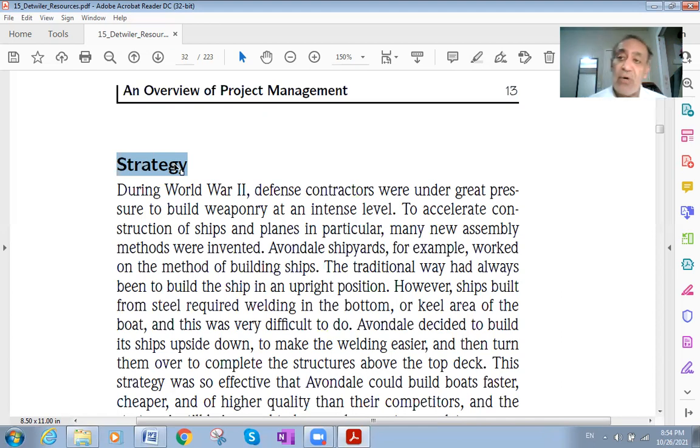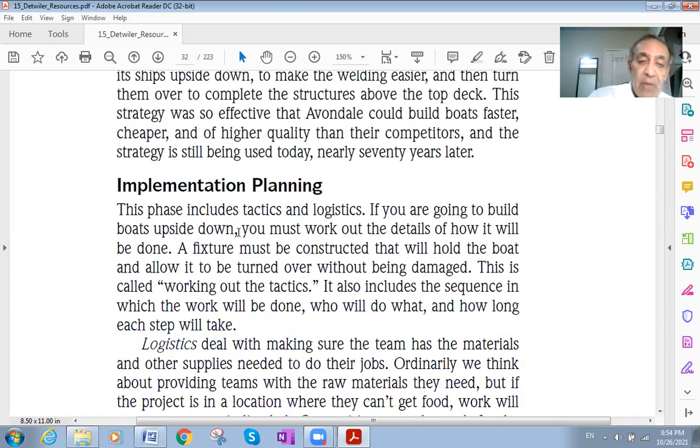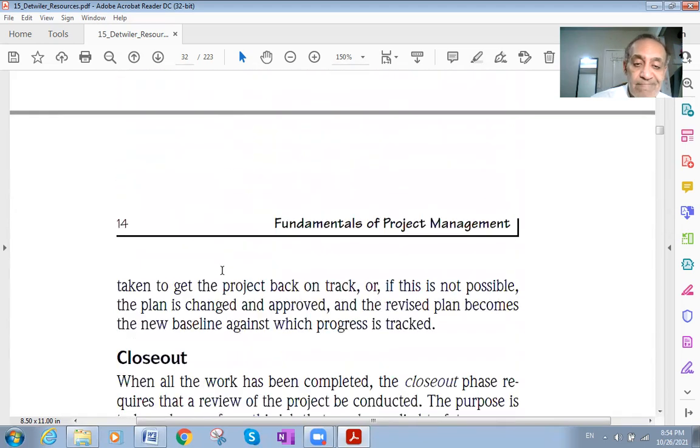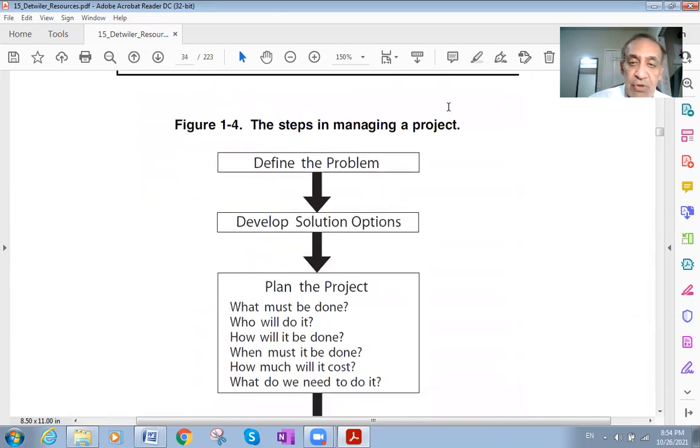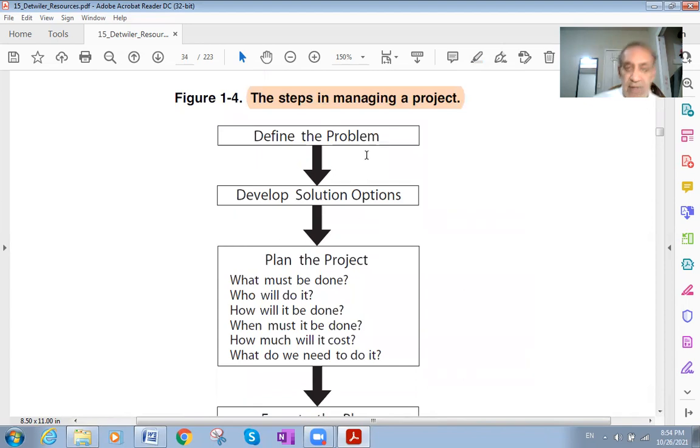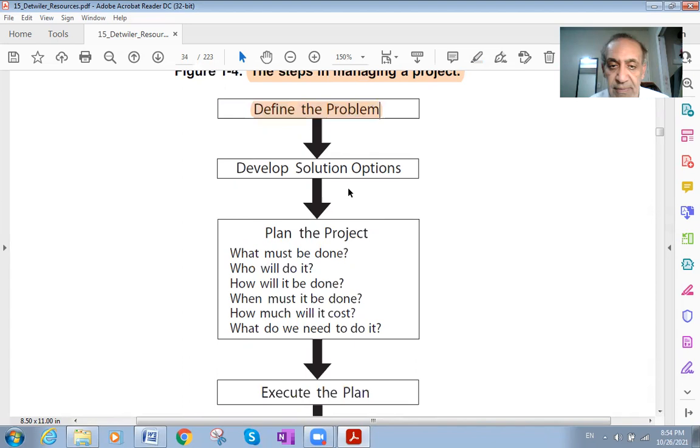But strategy as a whole, when we talk about strategy, we say business strategy. The relationship, we come first from the goal, then strategy, then policies, then programs and rules and procedures. So here are the steps of managing a project. This is what we need. First of all, we define the problem. The first step, define the problem.